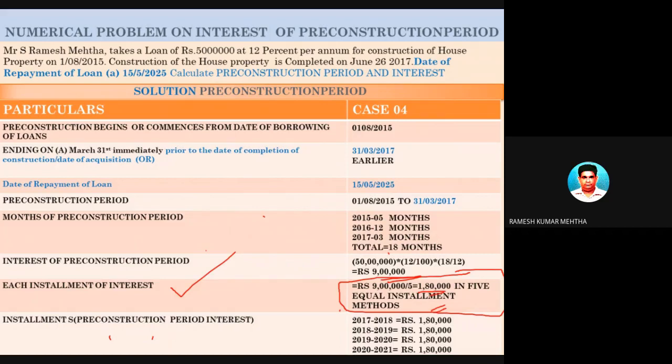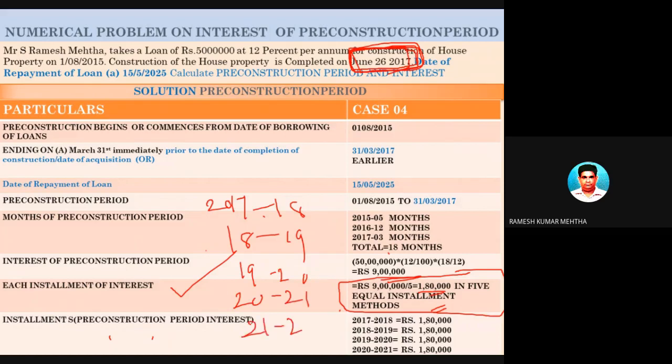So when should be the starting point? The starting point is the year in which the house property came into existence. If you look here, the construction of the house property was completed in the year 2017. So 2017-18 is the first year, 18-19 is the second year, 19-20 is the third year, 20-21 is the fourth year, and 21-22 is the fifth year.